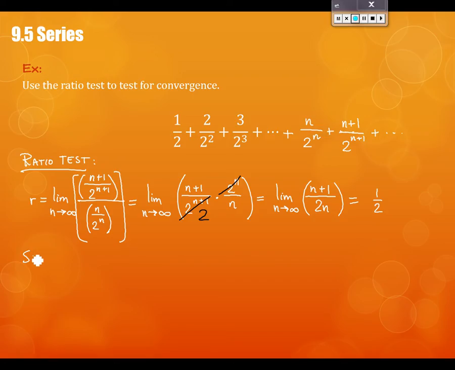So, since R is 1/2, which is less than 1, the series converges by ratio test. Okay, so that's the work I'd like to see for the ratio test.